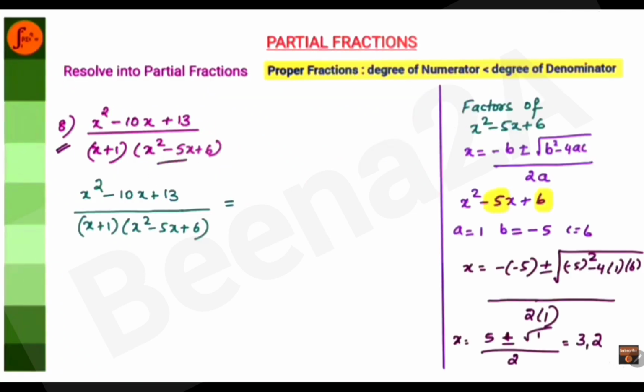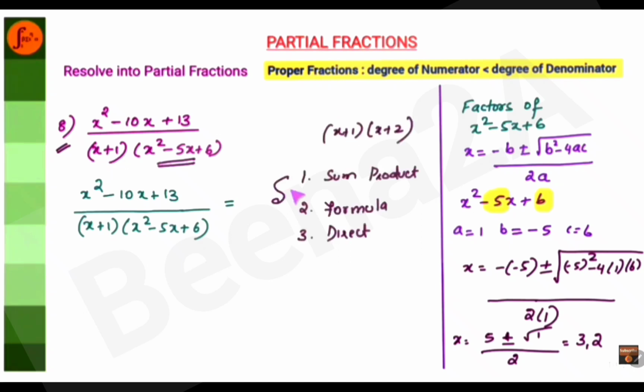We have this quadratic equation here, right? First we need to factorize these equations. It has to come in this form, like x plus 1 or x plus 2. There are multiple ways to factorize: sum product method, formula method, direct method, right? Now if it is simple problems, we can factorize it directly. If it is slightly complex, then we might have to use formula method, and for some problems we can use sum product method based on the complexity of it.